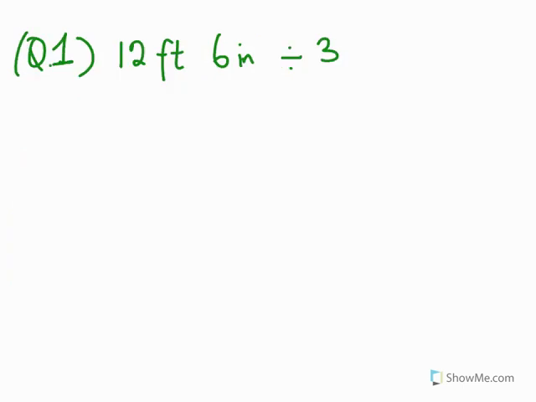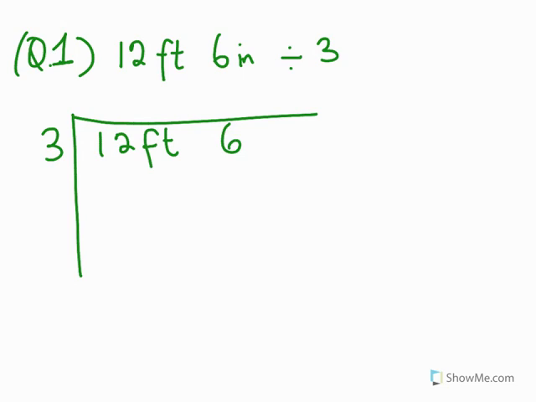Question 1. 12 feet 6 inches divided by 3. So to begin this problem, we shall set up our division process. Now, the same way that we divide numbers, arithmetic division, that is the same way we shall do this division of compound numbers. So we set up our division process. Of course, 3 is the divisor, 12 feet 6 inches is the dividend.